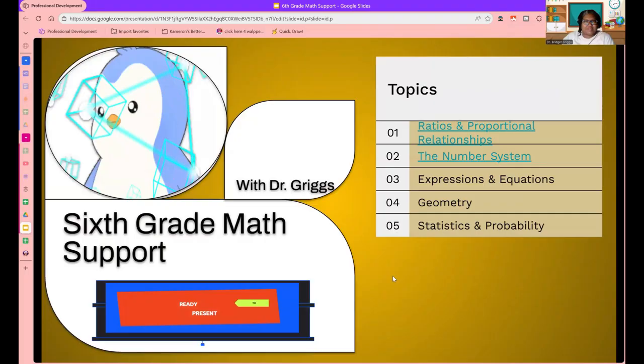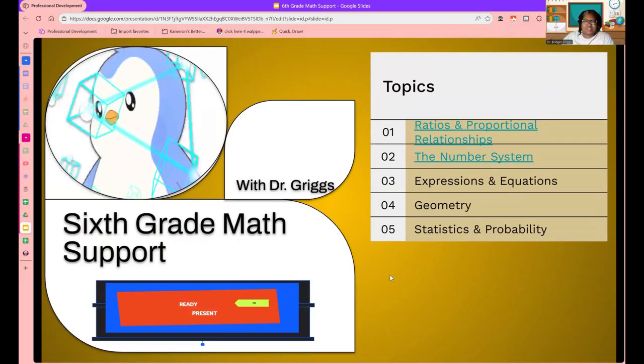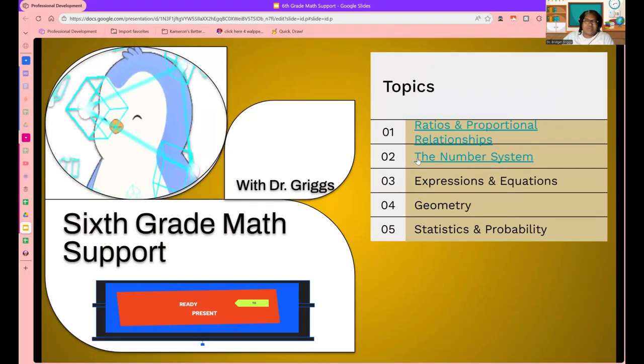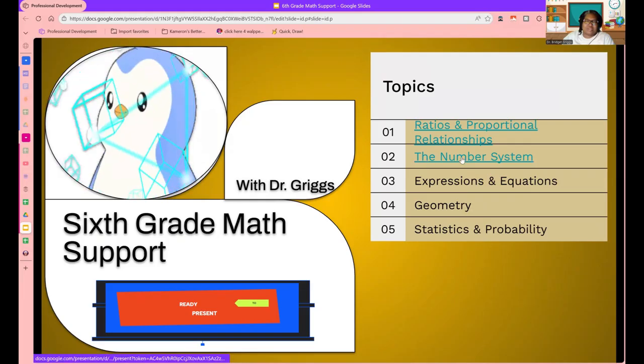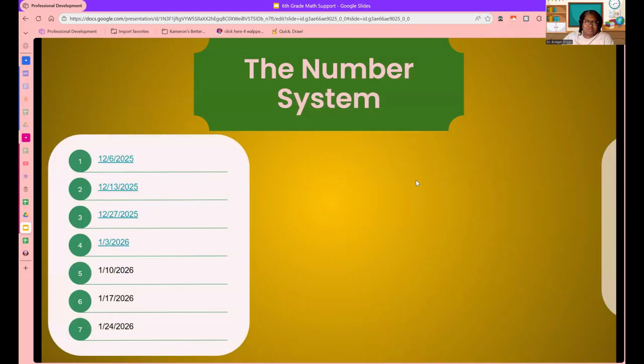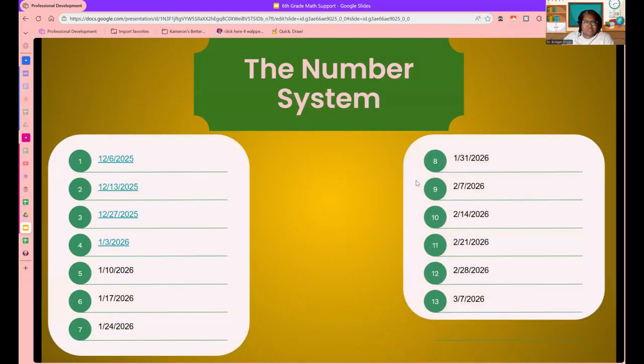My name is Dr. Griggs and these are our topics for this school year. We are now on the second topic, which is the number system. Inside of this topic, we do have a total of 13 objectives. So let's check out our objective for today.